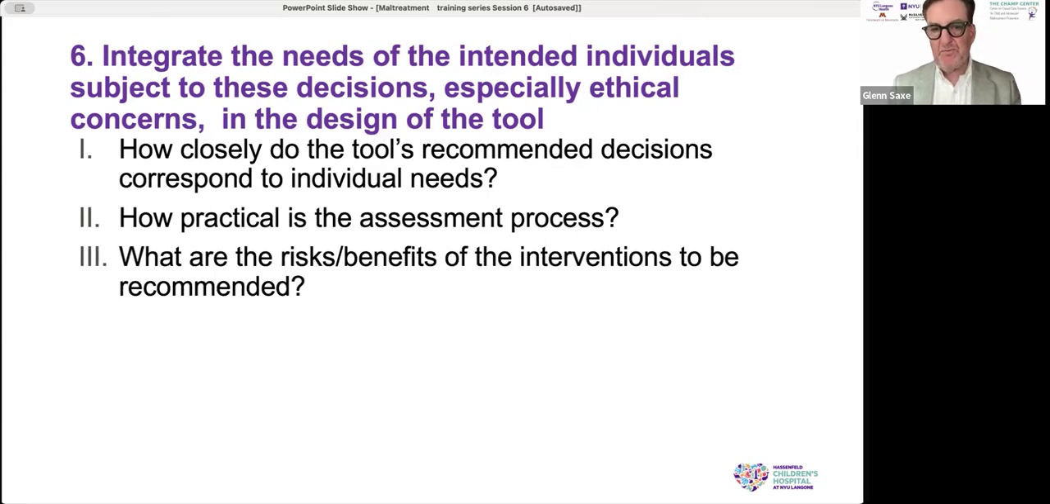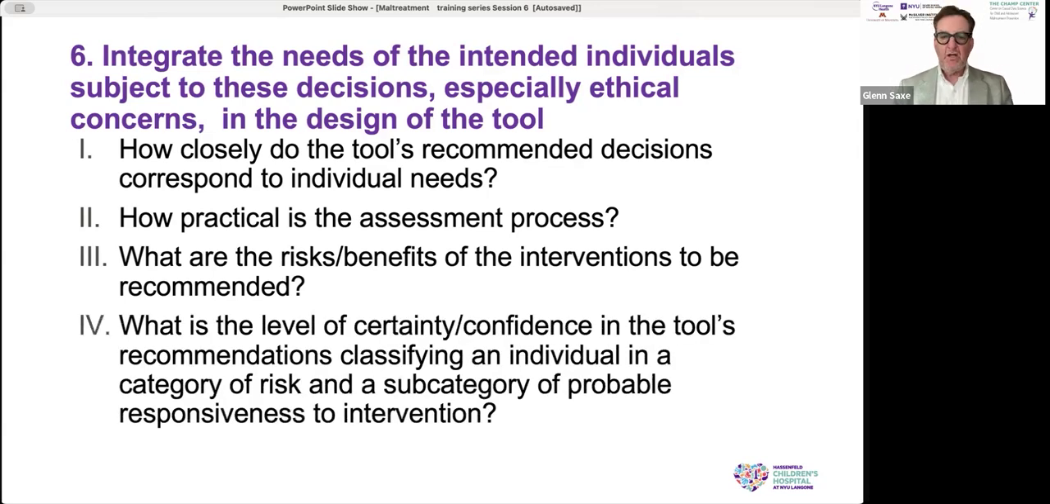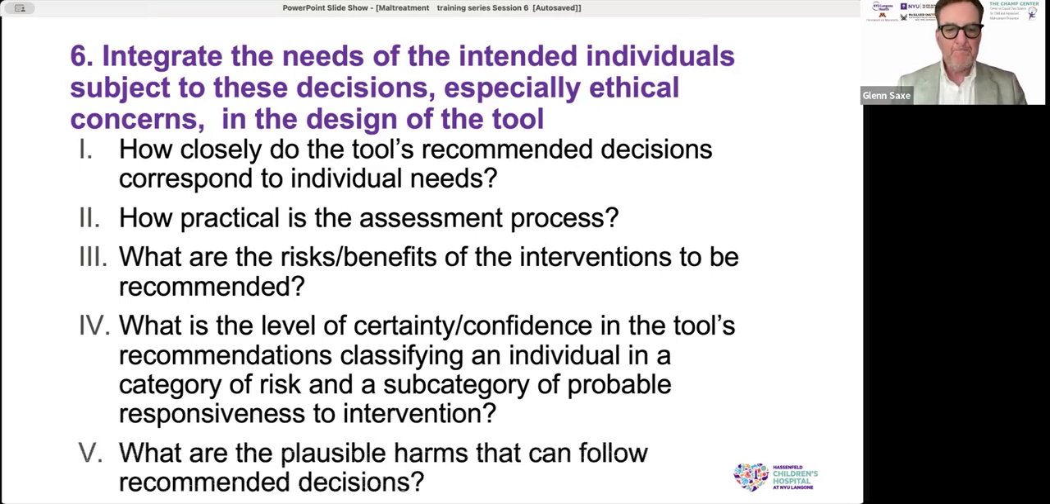I've talked about this before, for these individuals, whether the risks and benefits. Here's something important: what's the level of certainty, confidence in the recommendations? The models that are built give us information on the degree of certainty and the confidence we have. So how must this be programmed in? Because if it's going to guide a decision, depending on what the decision is, we want to know how confident we can be. And again, what are the plausible harms?